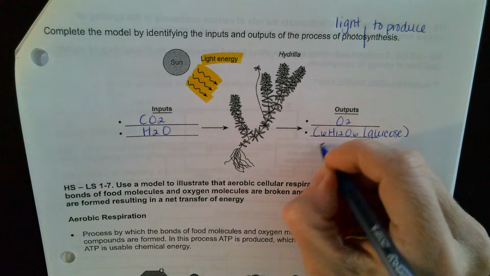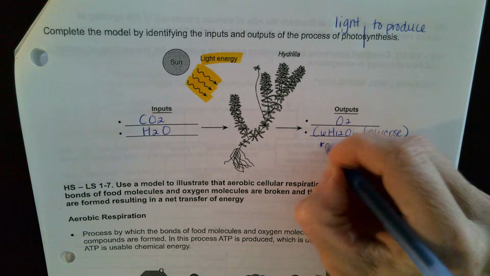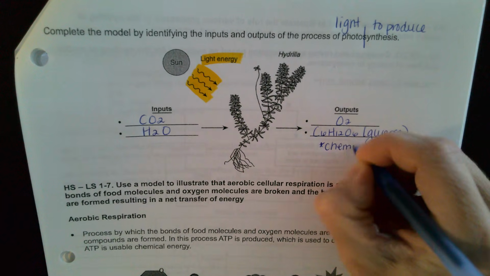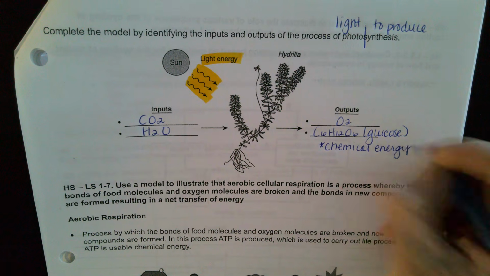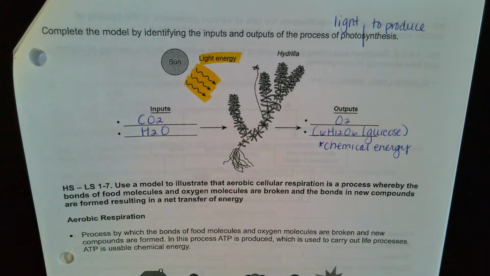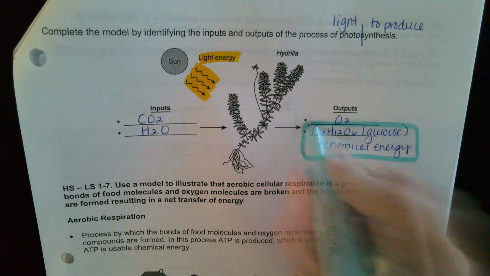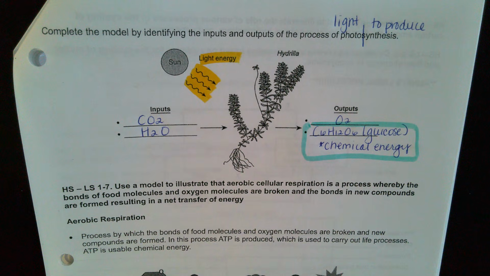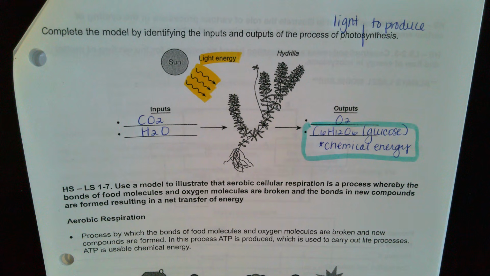The last thing I'm going to note is that here it's light energy, and then in the end, the glucose is going to be my chemical energy. You want to make sure that you know how the energy is converted or transformed. So they might talk about it as energy being converted or energy being transformed. We go from light energy to chemical energy.